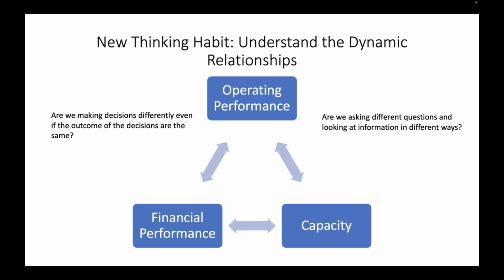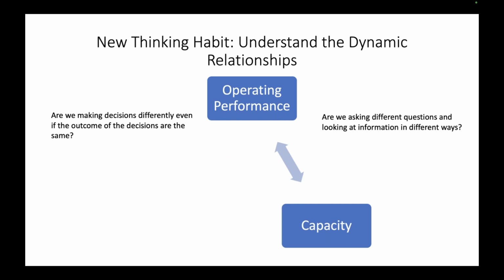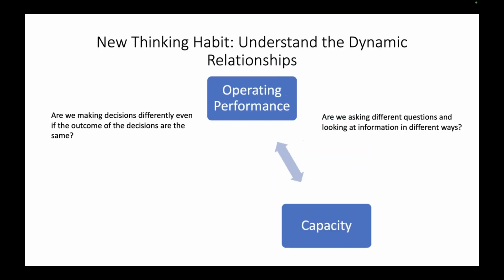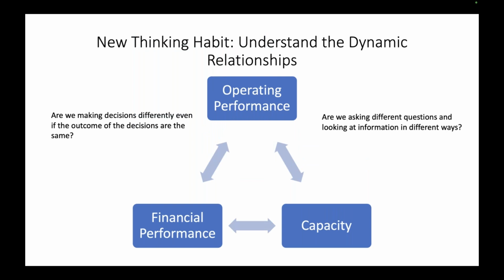They're not static. Okay. So how do you sort of judge how well this is going? Are we making the decisions differently, even if the outcome of the decisions are the same? Are we asking different questions by looking at the information in different ways? And that really gets to the 6 questions here. Now, some people pick up on this really, really fast. Some people take a little more time.